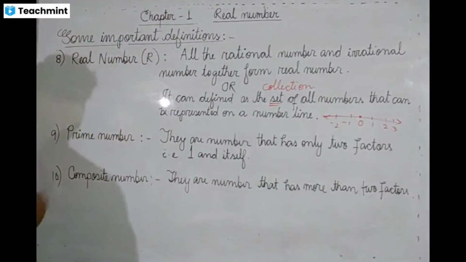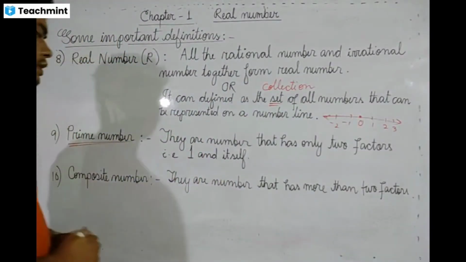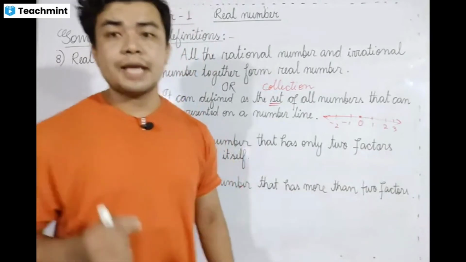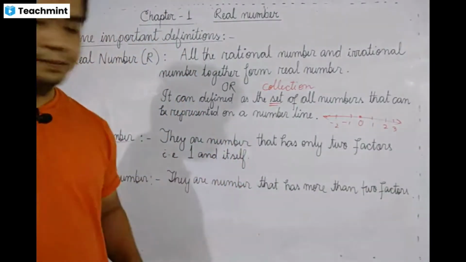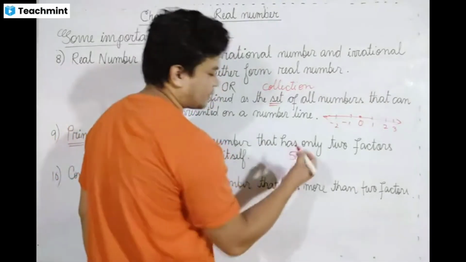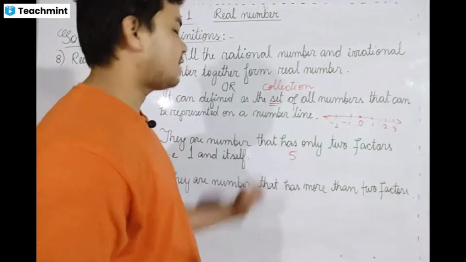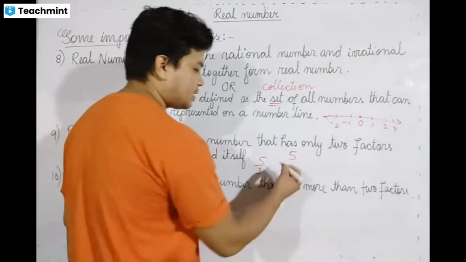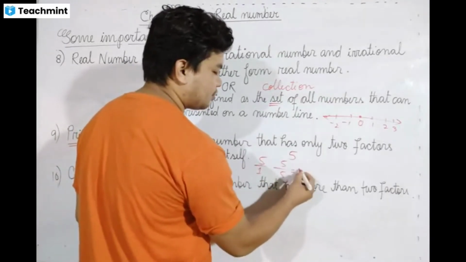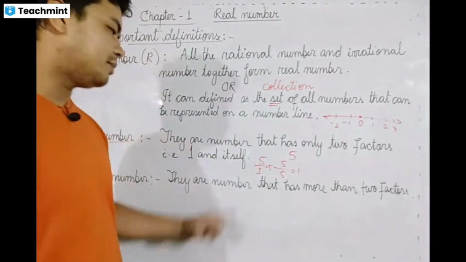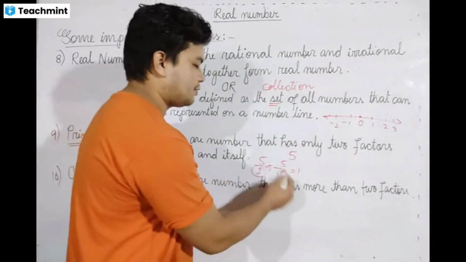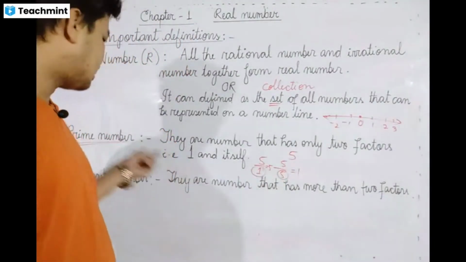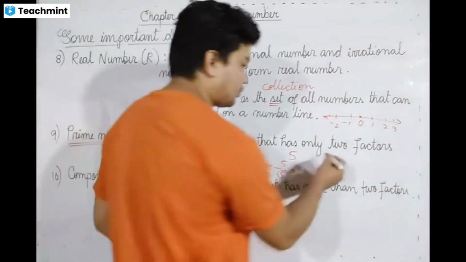Then next is the prime number. What are prime numbers? Prime numbers are the numbers that have only two factors. It must have exactly two factors, one and itself. If I take an example, 5, the numbers that can divide 5 are 1 and 5. 5 divided by 1 is 5, and 5 divided by 5 is 1. That means 1 and itself. It has exactly two factors, so it is known as a prime number.